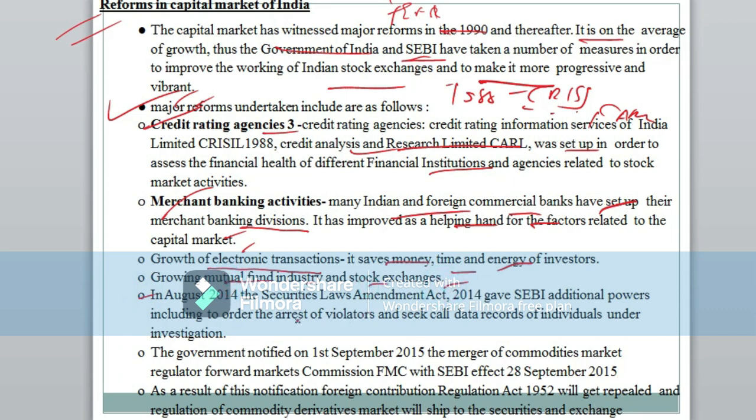In August 2014, when the Modi government came into power, the Securities Law Amendment Act was passed, giving SEBI additional powers, including the order and arrest of violators of SEBI norms.